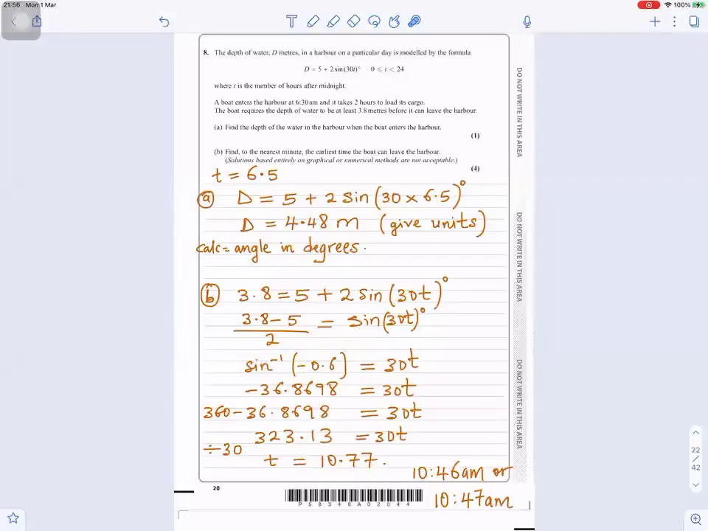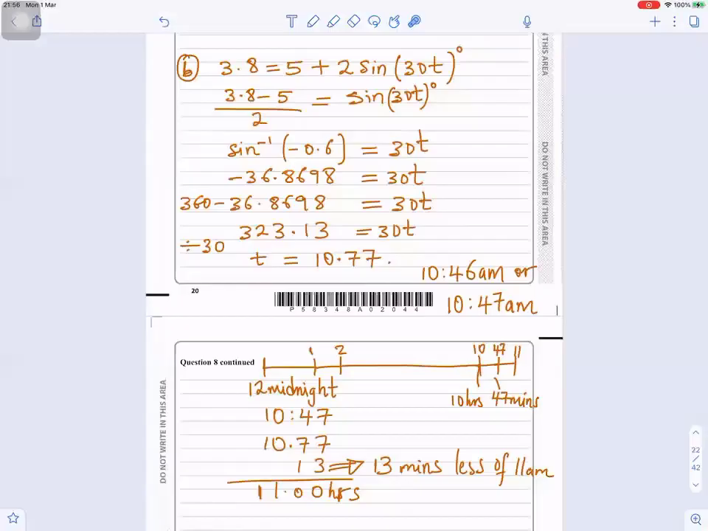That's question 8. And the final part of question 8.